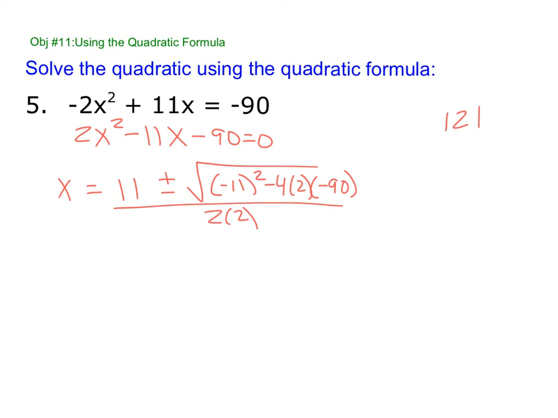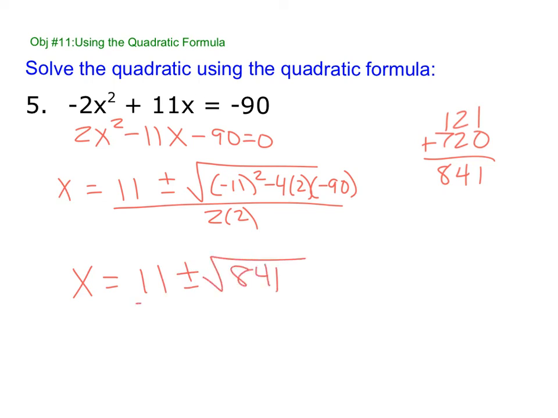So it's 121 plus 720. 8 times 90, 841. I have no idea if that simplifies. It might. I'm going to leave it, but that very well might have a perfect square in it. But I don't know what it is. I hope not, because that's a lot of work. All right, I'm going to just leave it.